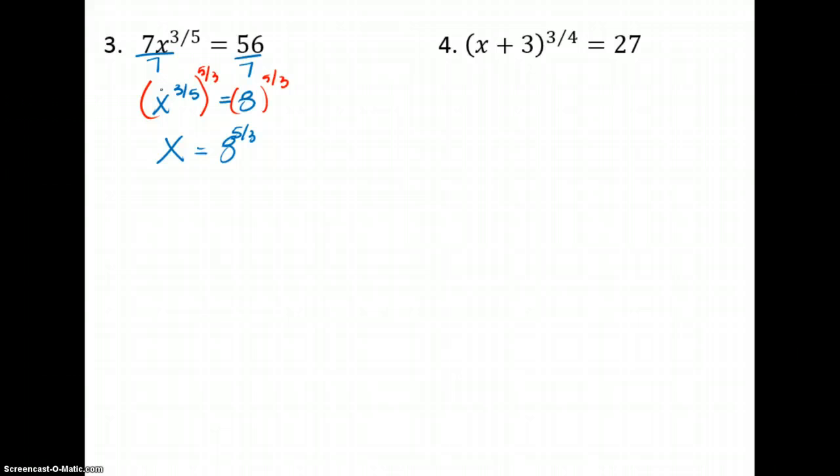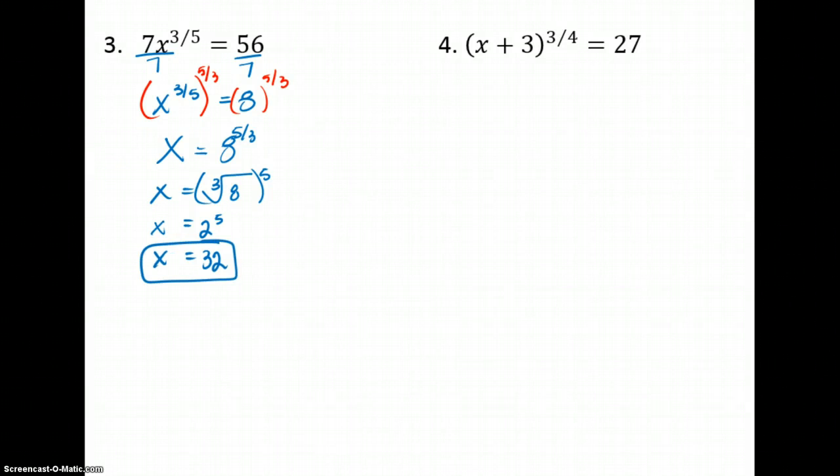Well, we can't leave it like that. We've got to simplify 8 to the 5/3. So what does that mean? X equals the cube root of 8 to the 5th power. And the cube root of 8 is 2. 2 to the 5th power is 32. So before we go on, you're right, we have to check our answer. This is what we got, x equals 32.